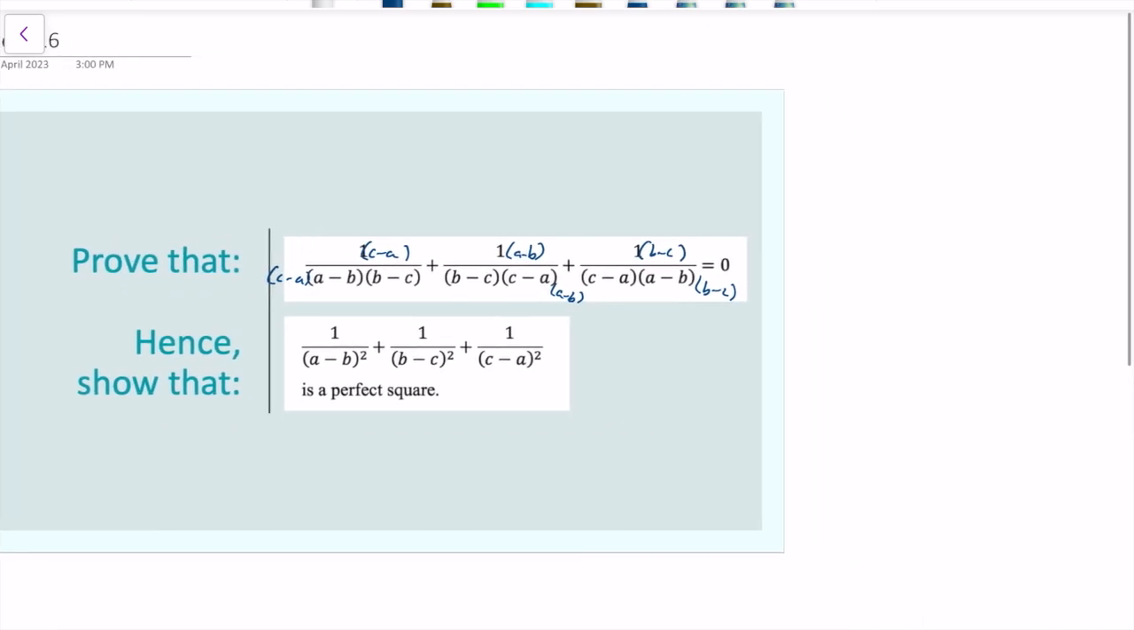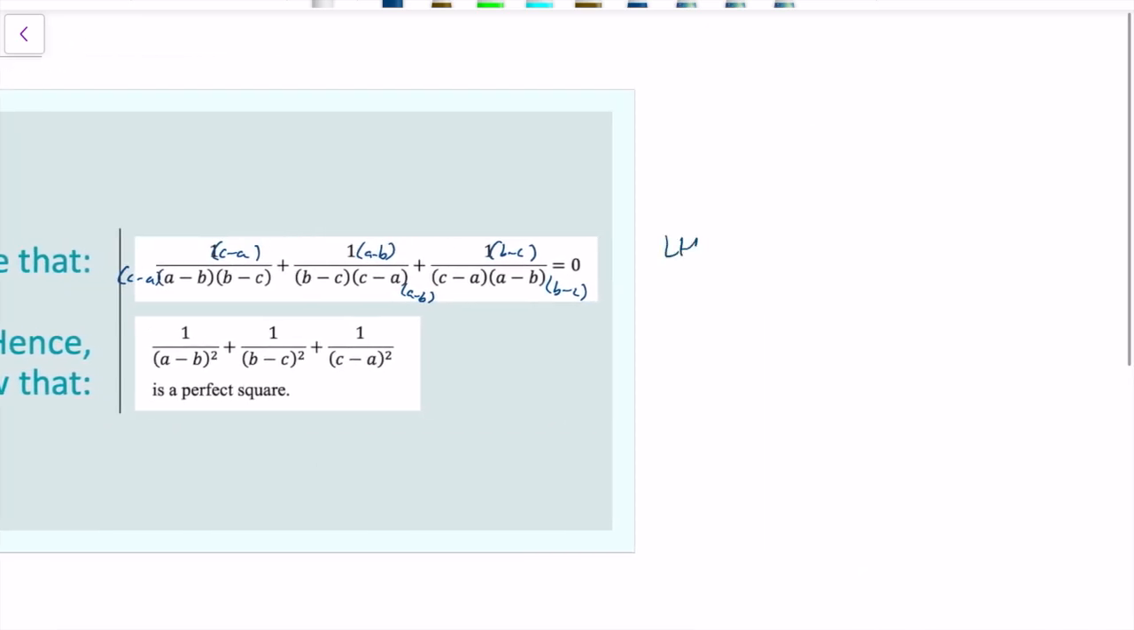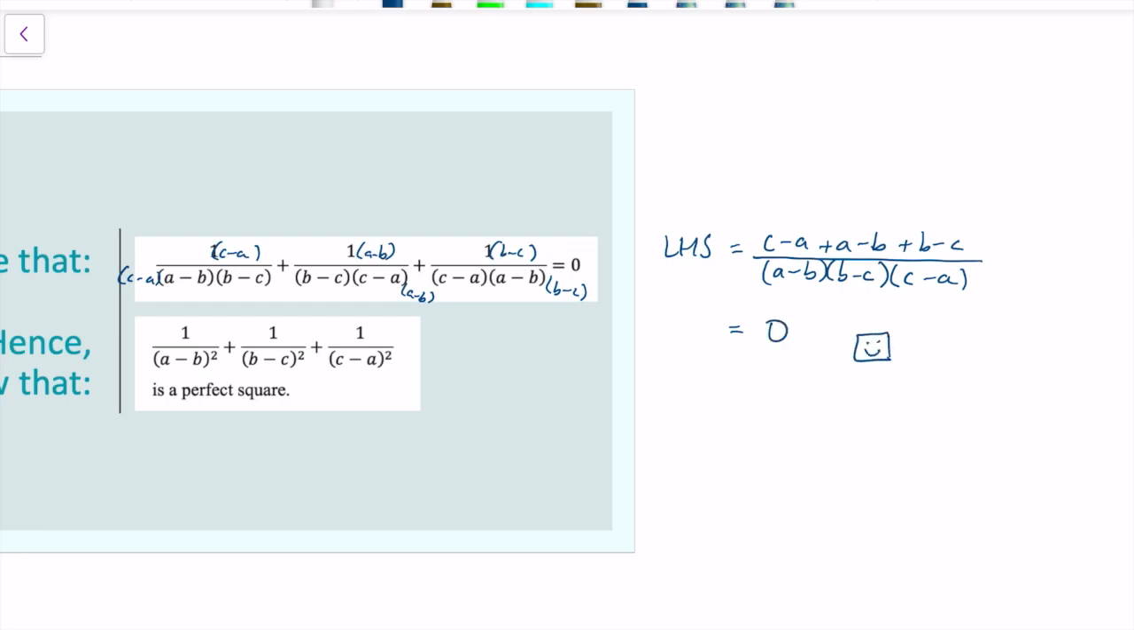Okay, and then we can go left hand side is equal to c minus a plus a minus b plus b minus c all over a minus b, b minus c, c minus a, and then of course they're the numerators. All of the variables cancel each other, so we're left with zero. So that's a nice quick proof.